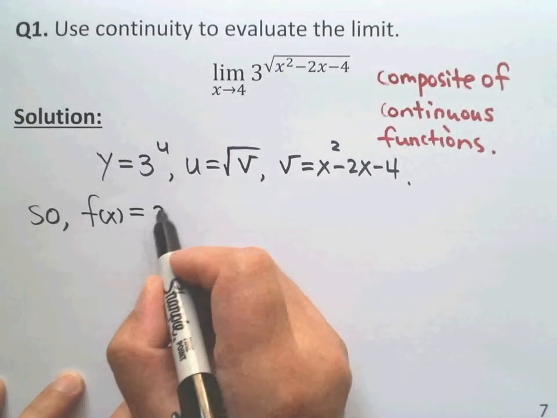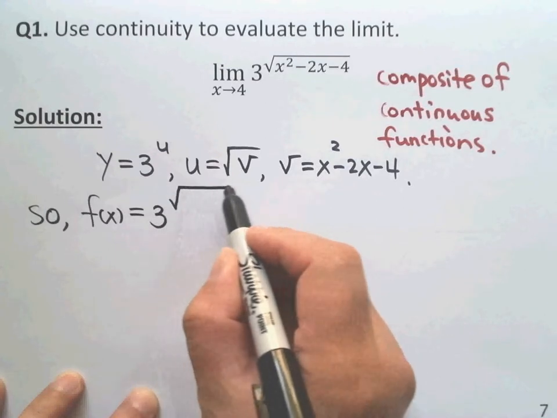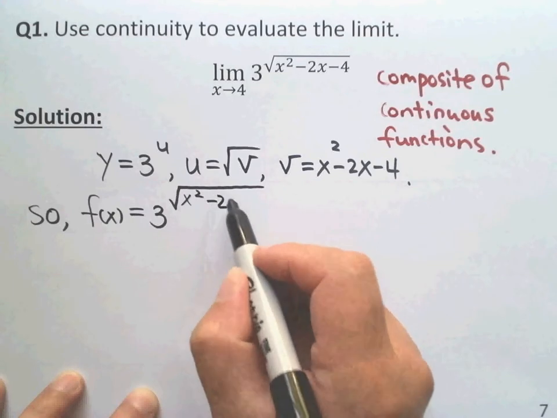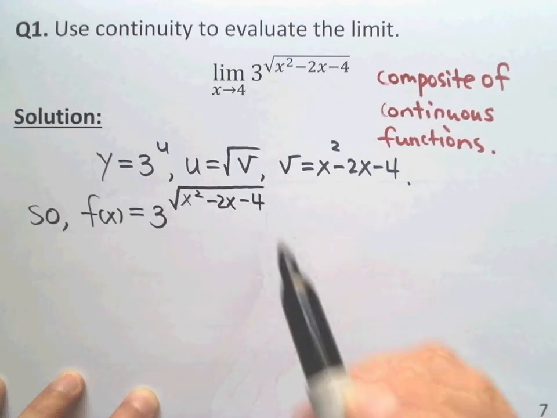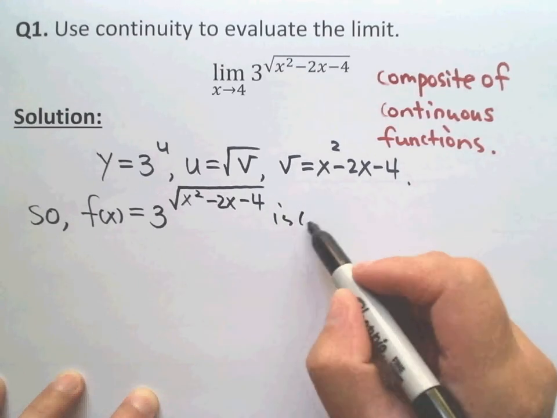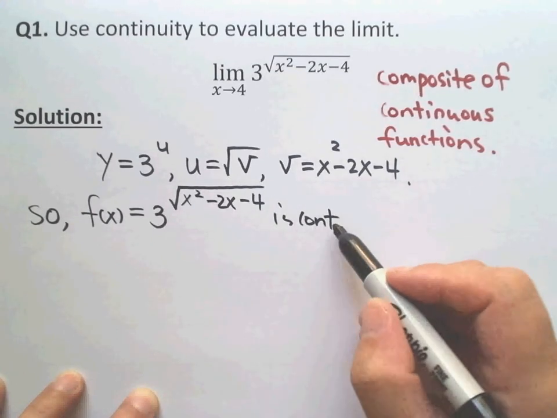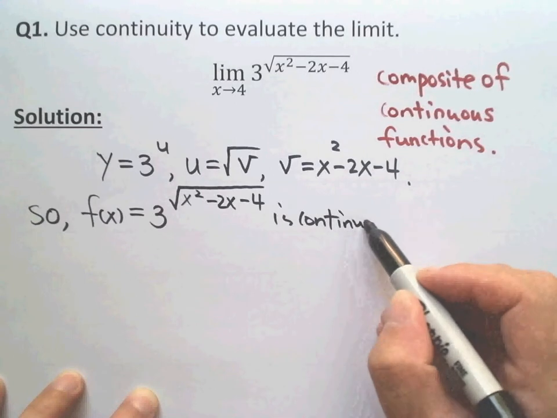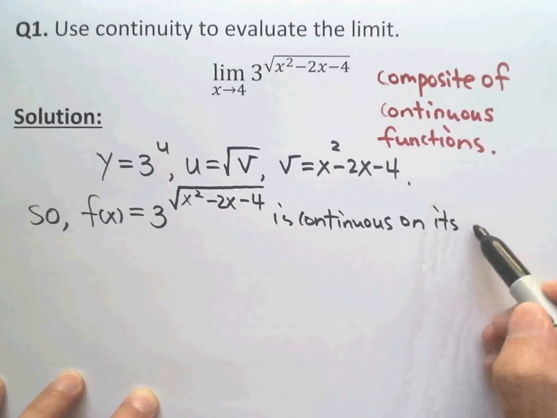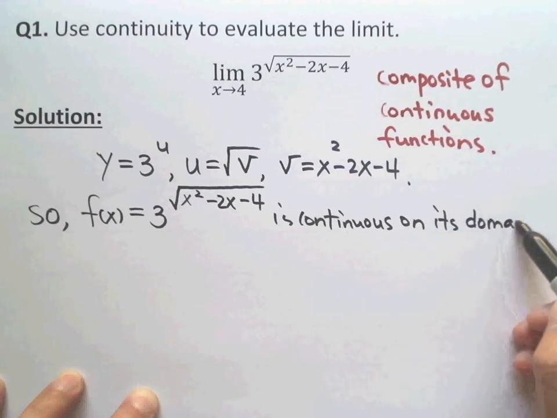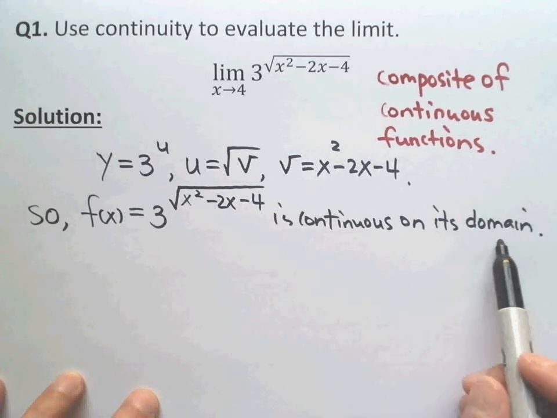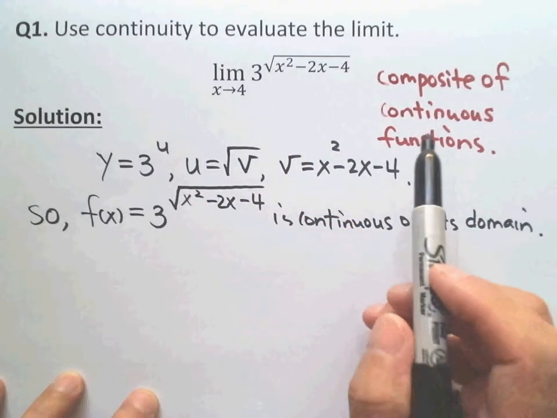We get f(x), which means this, okay, is exactly y equals 3 raised to the square root of x squared minus 2x minus 4. Can you see this? This is a complicated function. Don't worry, it is continuous. This is the major one we need. It is continuous, of course, on its domain. Our results tell us composition is continuous on the domain.